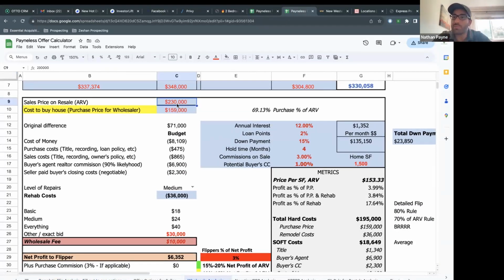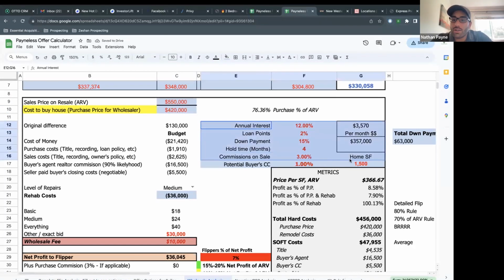A wholesaler sends me a deal and he says ARV is 550. Okay, and I always check, right? Because you wholesalers always inflate. And a lot of the time we pick the highest comp just to make it work. But then I see that the purchase price is 420, right?